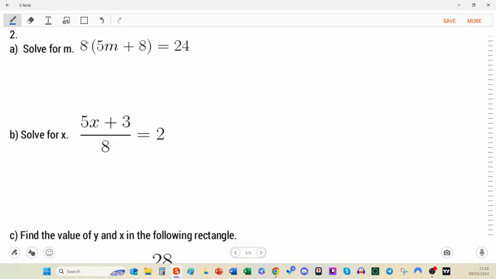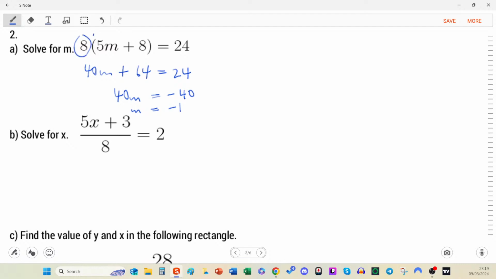Let's expand with this 8 first. So that would become 40m plus 64 equals 24. And then, well, what would you do next? You probably take away the 64 from both sides. So it's negative 40. And then divide both sides by 40 to get negative 1. And we'll double check that works just quickly. Minus 5 plus 8 is 3. 3 times 8 is 24. Perfect.